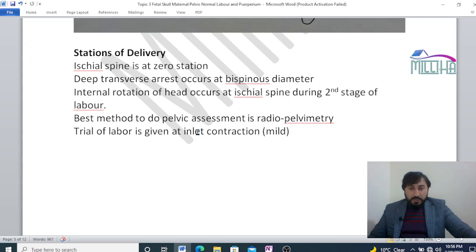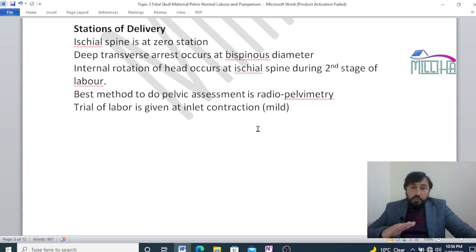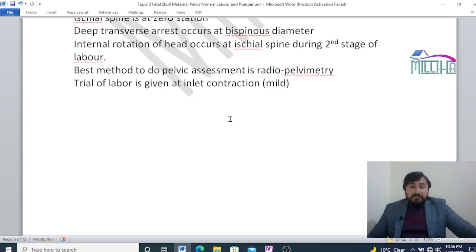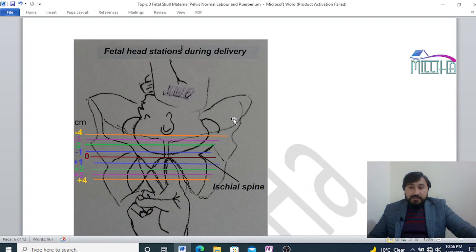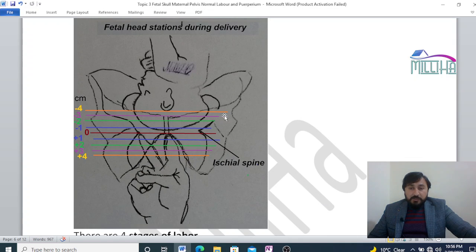Best method to do pelvic assessment is radiopelvimetry. Okay, best method to do pelvic assessment is radiopelvimetry. Trial of labor is given at mild inlet contraction. Okay, now these are called the stations of the fetal head during delivery. This is ischial spine. This diagram I have made with my hands by myself, so excuse me if it's not artistic, but you can get an idea.